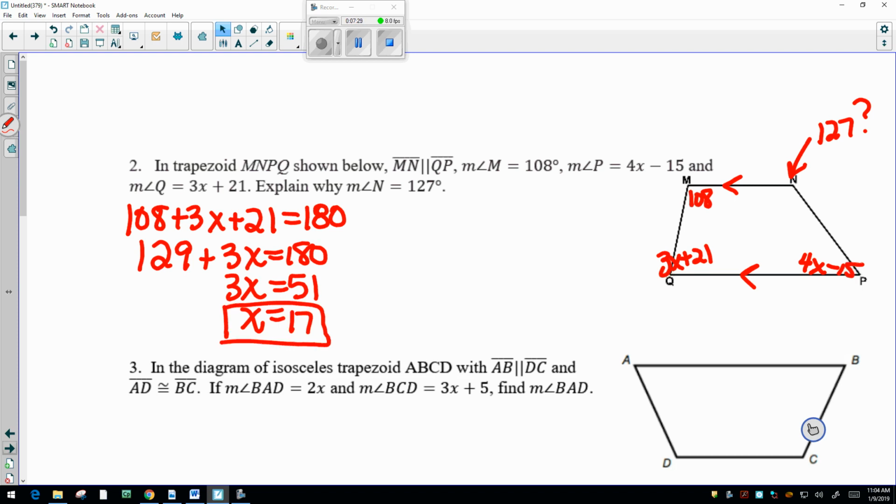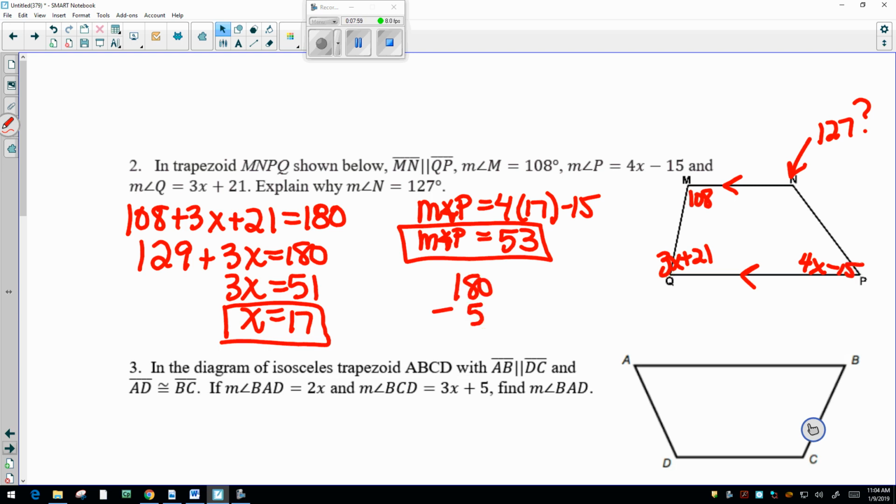Okay, but we're still trying to prove why N is 127. Well, N and P, again, are going to be supplementary. So if I could find the measure of angle P, which we can, we're going to plug in that 17 and solve. We know the measure of angle P is 53 degrees. So if P is 53 degrees, and I'm trying to find N, because those are same side interior angles, I should know that, again, they're supplementary, and if I subtract that out, I have 127 degrees left. There's that measure of angle N. That is why it's 127.